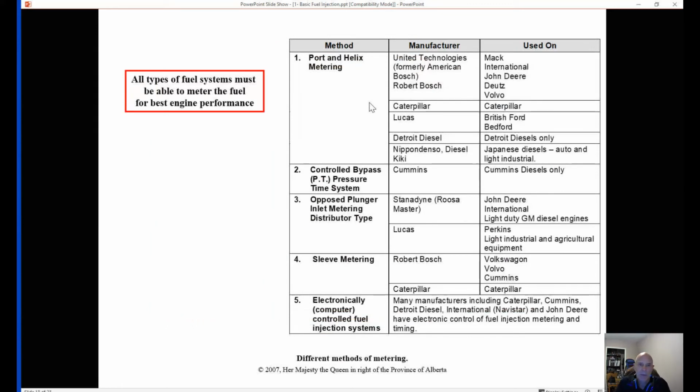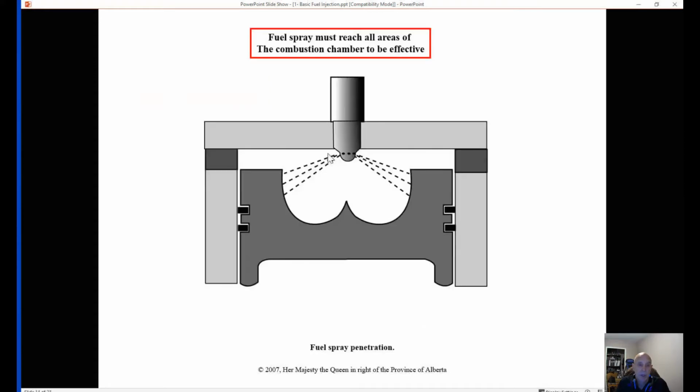Now there's lots of different types of fuel systems that are out there, and we're going to go through a bunch of different ones. So there's a port and helix metering system. There's a PT fuel system. There's an opposing plunger and an inlet metering type fuel system. There's a sleeve metering type fuel system, and then we get into the electronic fuel systems. So we talked about the penetration of fuel, and again, making sure that all that fuel is spread evenly over top of that whole piston area, so we get a complete burn.